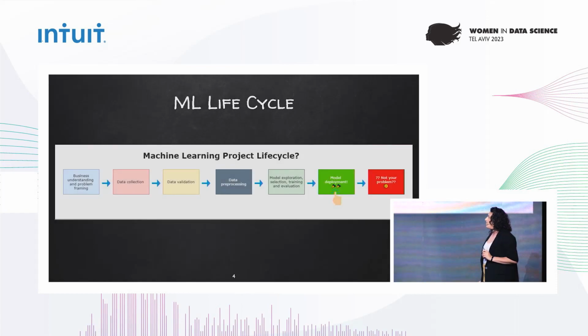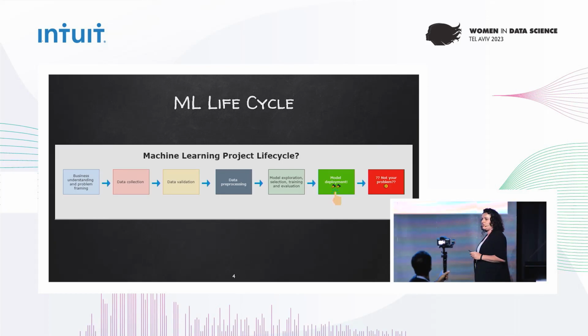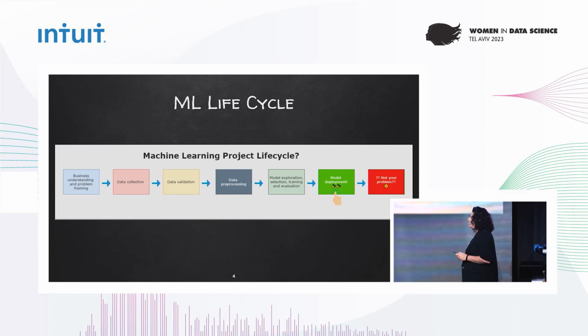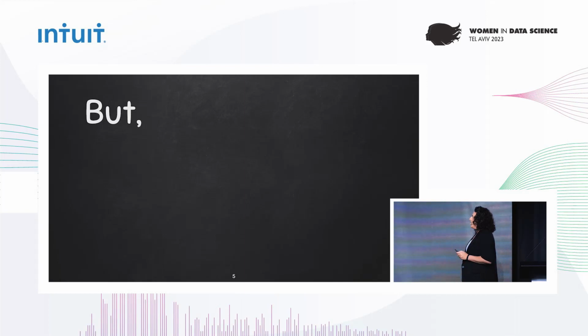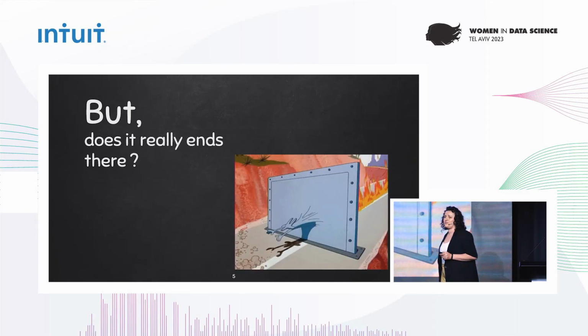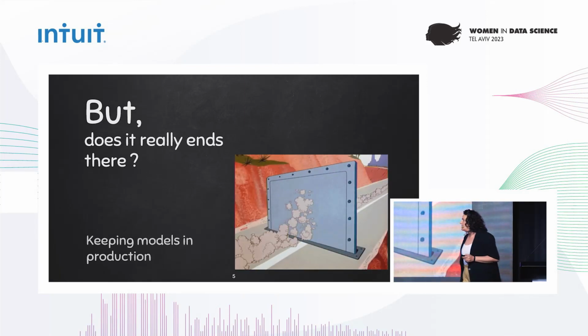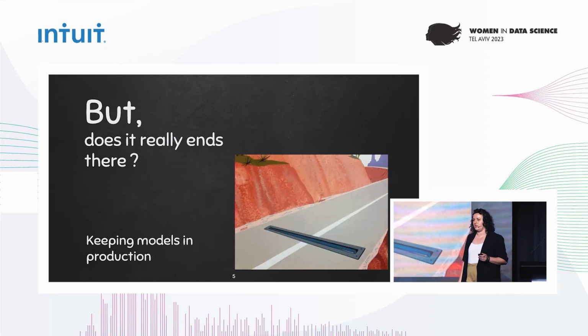And in each one of them, as much as everyone knows of the ML lifecycle, we are always driven to get to deployment as fast as and with the best performance we can. But what happens next? We neglect to take into consideration the next part. But does it really end there? Keeping models in production is a really hard job.